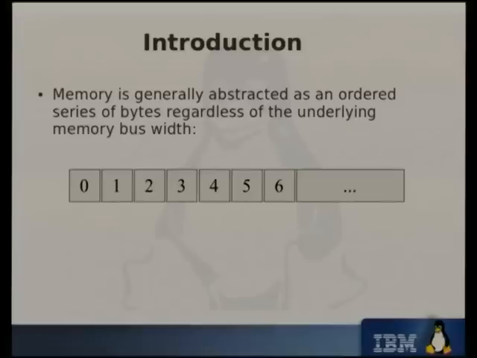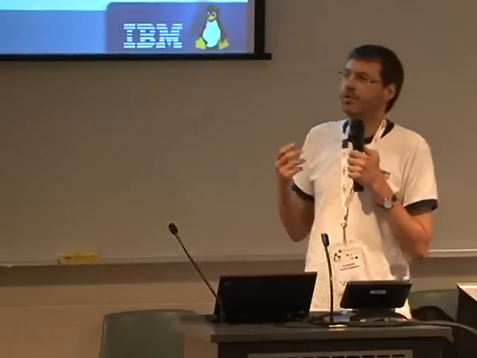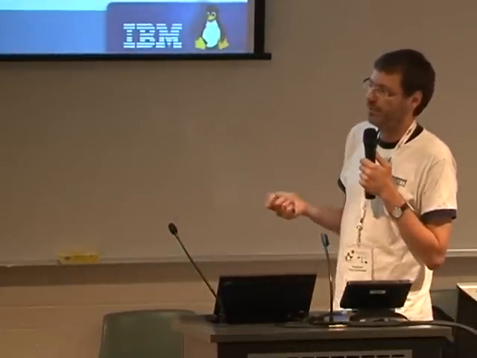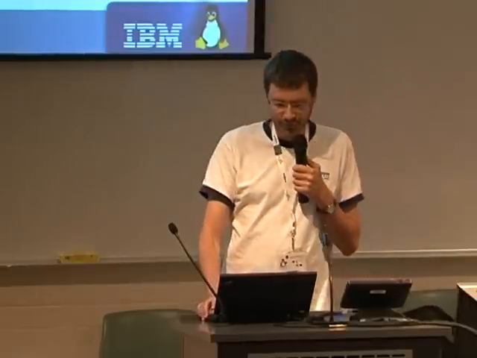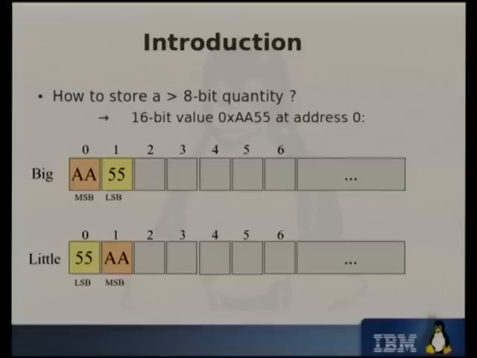So first, what is it all about? Memory is generally abstracted nowadays as an ordered series of bytes, so an array. The way we address a piece of information in memory is through a byte address. That is, regardless of what the actual data path to your memory from the CPU is. It can be 128-bit wide, which is fairly common, but the logical unit of information that you address in memory is a byte. So naturally from there derives the question of how do you store a quantity bigger than a byte, such as a 16-bit number, in memory?